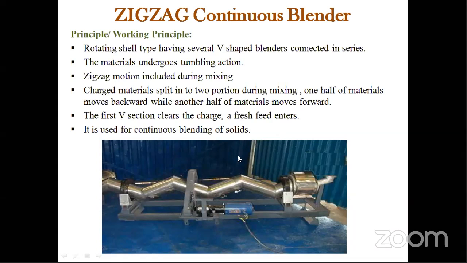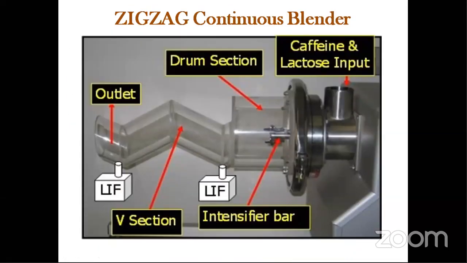It is used for the continuous processing of powders. I am showing the cross section of this process, where they have chosen caffeine and lactose powders, and this process is only for dry powder mixtures. You do not mix any type of wet material by this process. Only dry powder is mixed by this process, because it has no baffles or lump breaker blades.